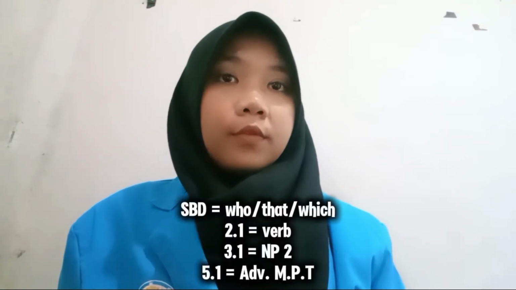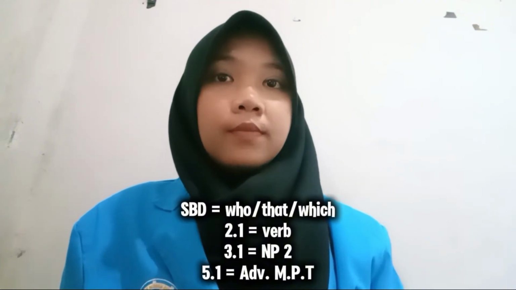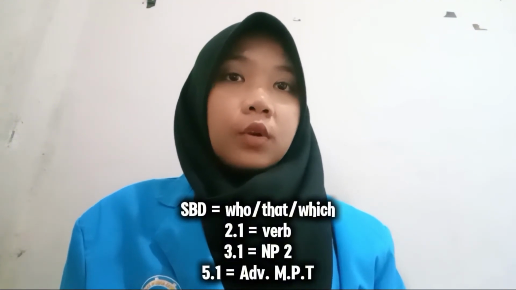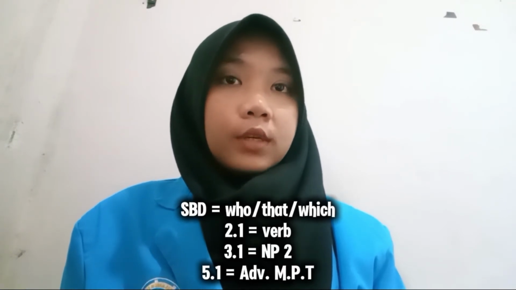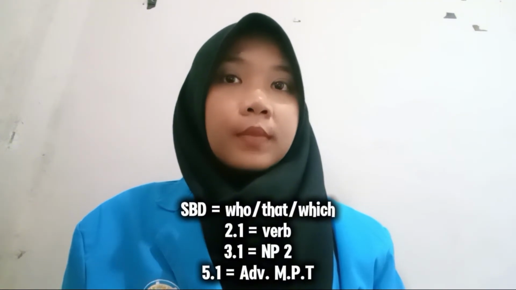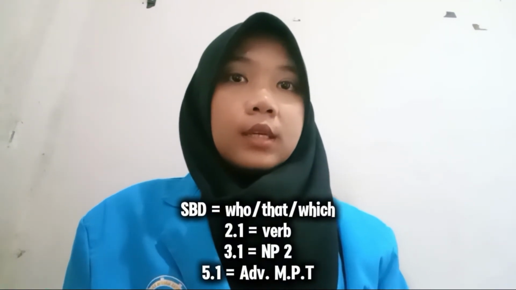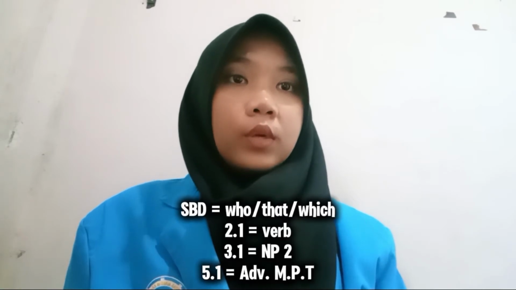Besides these 5 stairs, there are also smaller stairs, what we call substairs. 2.1 is for helping verbs like do, did, has, can. 3.1 is for the second noun phrase or complement. 5.1 is for extra adverbs like really or easily. And SBD stands for who, that, or which, words we use in relative clauses. Now let's look at each type of sentence using this technique. Okay, next slide.